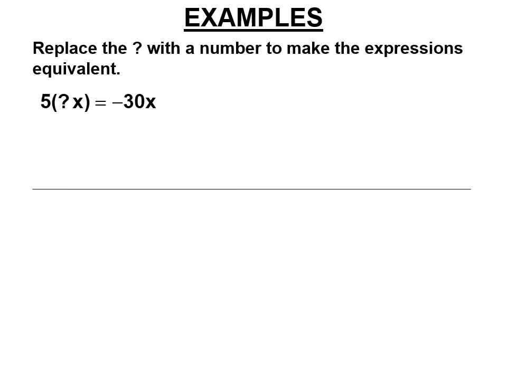So what does the question mark have to be there? Well, 5 times blank makes negative 30. The question mark has to be negative 6. Ooh, what does that one have to be? Right? How do we cancel this 7 and make that 4 go right there? Well, the question mark has to be 7, right? Then those cancel.